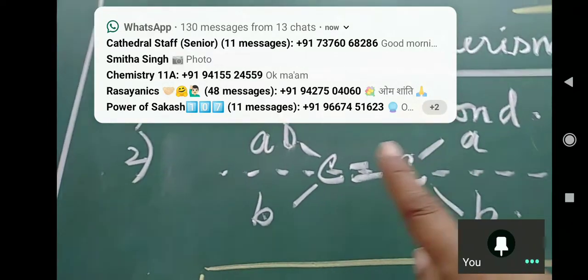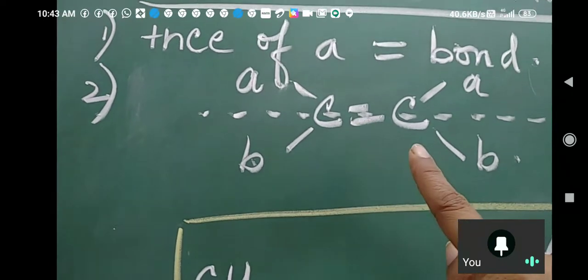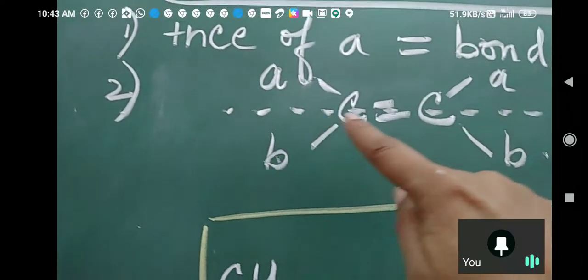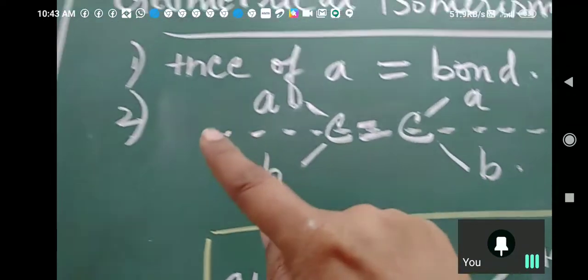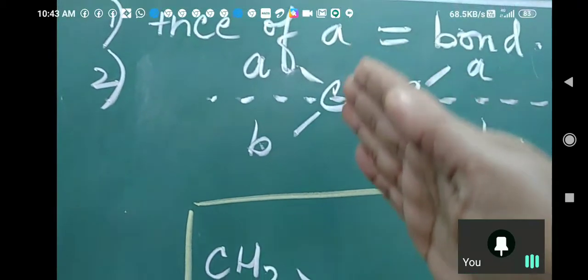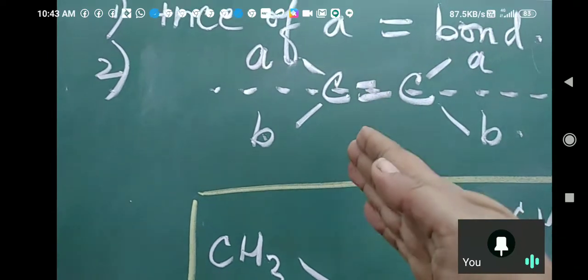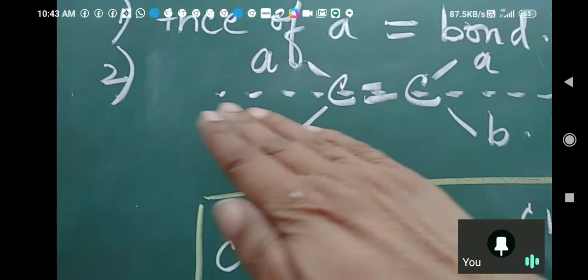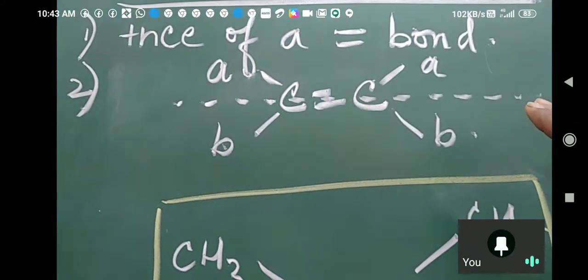Okay, it should be common to both the carbon atoms. What is this dotted line which I have drawn? It is a line which will pass through the double bond. You cannot draw it like this. This line will be perpendicular to the double bond. I am drawing a line passing through the double bond.